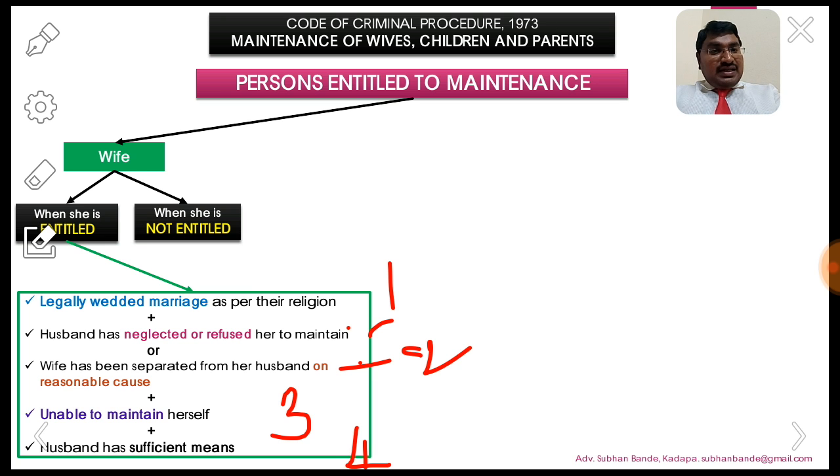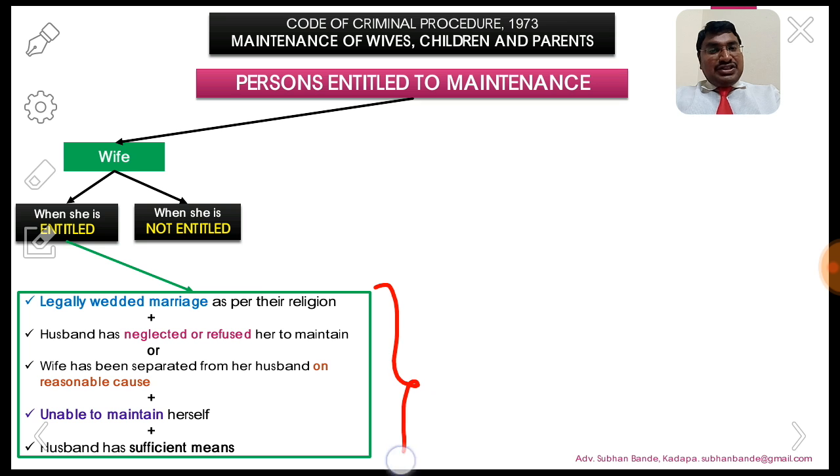If there is a valid marriage, and the husband has neglected her to maintain, or the husband has refused her to maintain, or the wife has been separated from her husband on a reasonable cause, she is unable to maintain herself, she has no means for her livelihood, and the husband has sufficient means of income. If all these conditions are fulfilled, then a wife is entitled to maintenance from her husband.